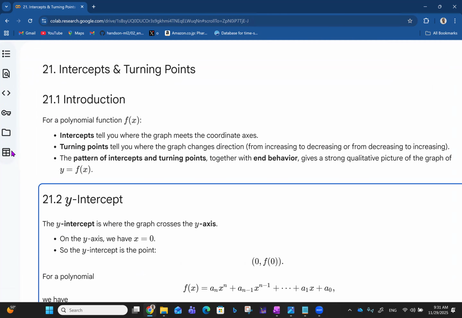So we also have the idea of turning points, which tell you where the graph changes direction from increasing to decreasing or from decreasing to increasing. Then the pattern of intercepts and turning points together with end behavior actually gives a strong qualitative picture of the graph of y equals f of x. That's now considering a polynomial as a function.